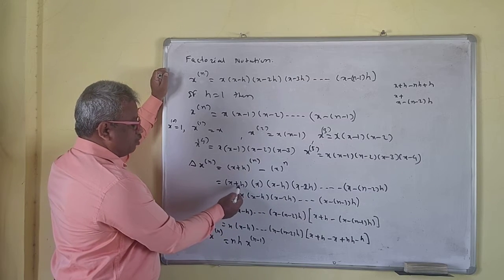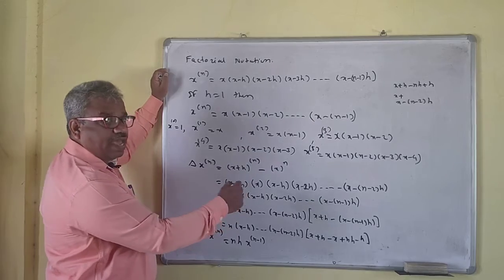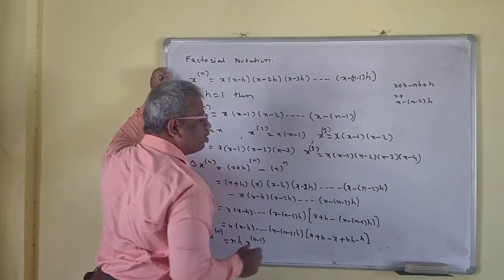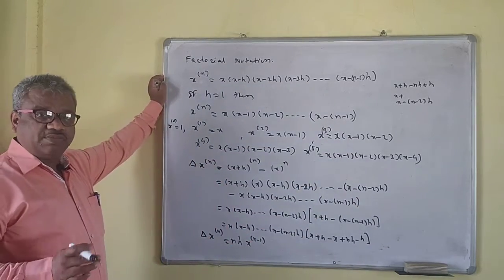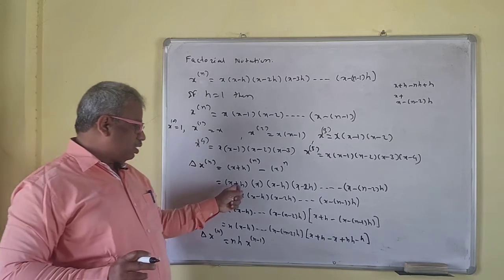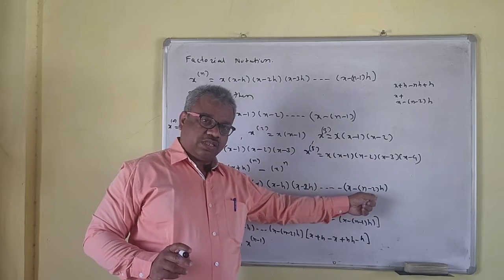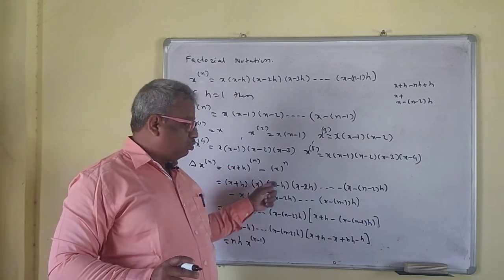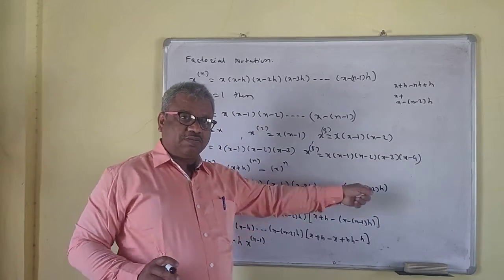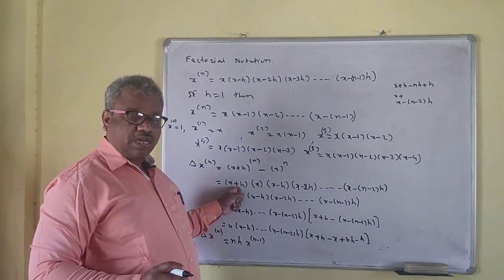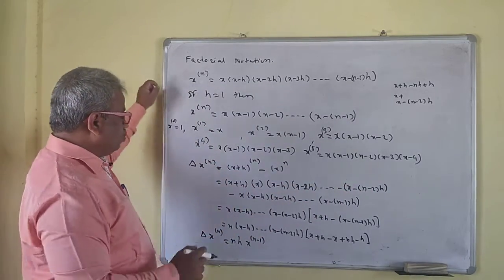So the first is (x plus h), then we keep reducing by h, and we get the last term as x plus h minus (n minus 1) times h. This starts from 0, so there are n minus 1 terms after the first, which makes n terms in total. Now minus the second product.